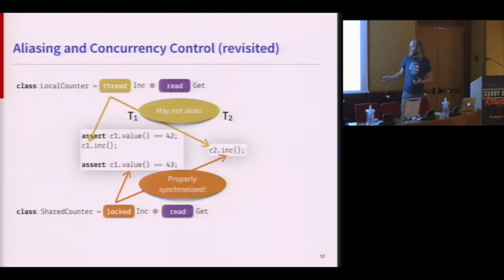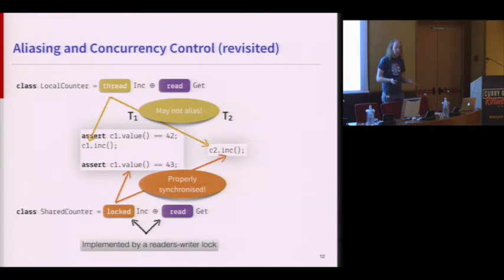From the composition here, we see that inc and get might be sharing state. So we need to wrap all the methods in the get trait in locks as well. But as we have a static guarantee that the read trait is only going to perform reads, we can implement this efficiently by using a reader's writer lock.